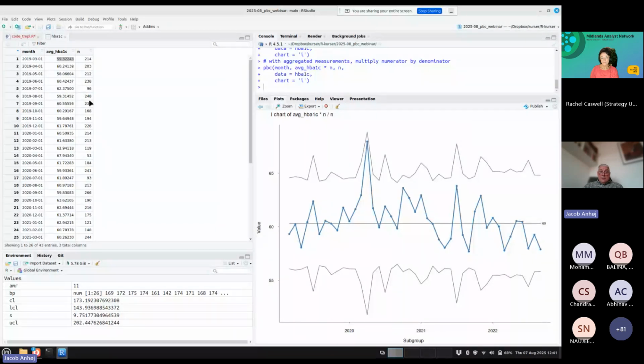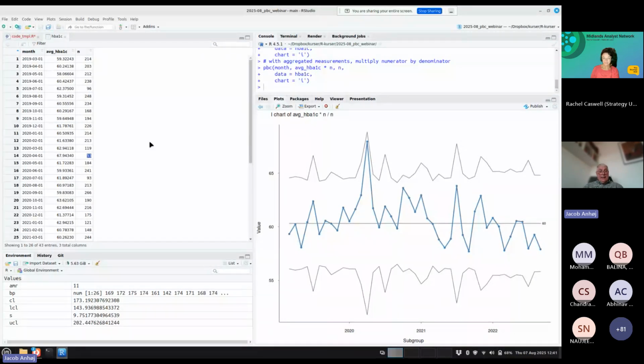It's with a very low denominator. Which one is it? This month has very few patients. It's in April. This one, April 2020. What happened in April 2020?